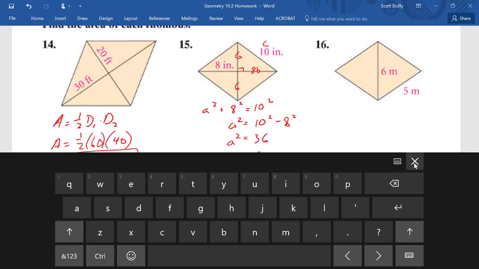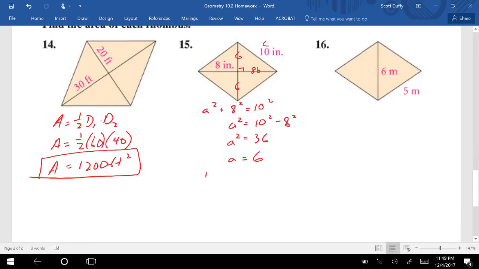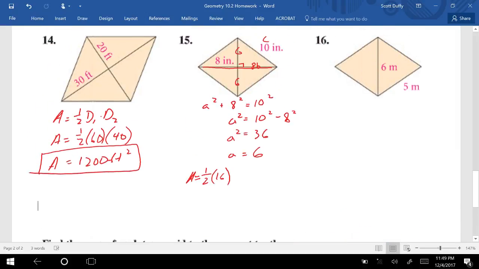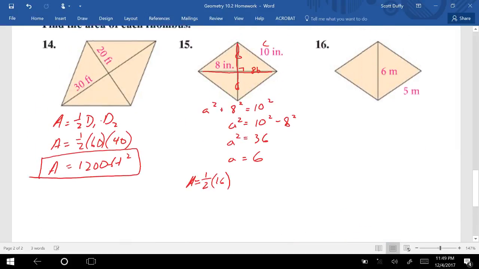So 1/2 area equals 1/2 diagonal 1, side to side, 8 and 8 is 16. Times diagonal 2, up and down, 6 and 6 is 12. Multiply those out, and you get an area of 96 square inches.